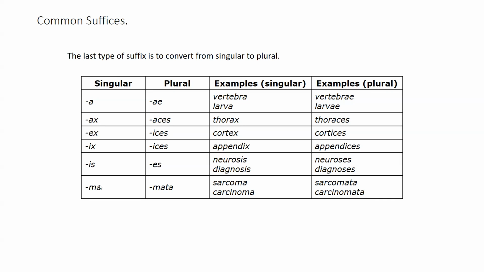And finally, if it ends in ma, the plural is to add a ta to the end of that. So a singular sarcoma becomes several sarcomata, or a singular carcinoma becomes several carcinomata. And those are the most common suffixes. Again, you're going to want to nail these now because you're going to see them in every single chapter.